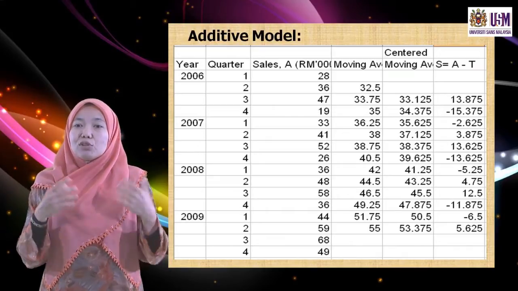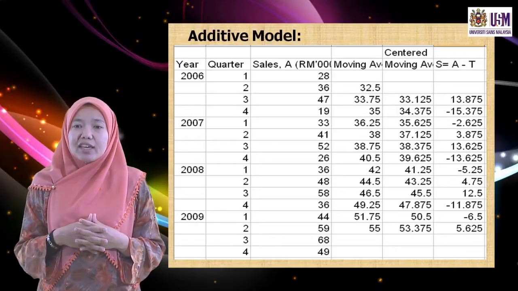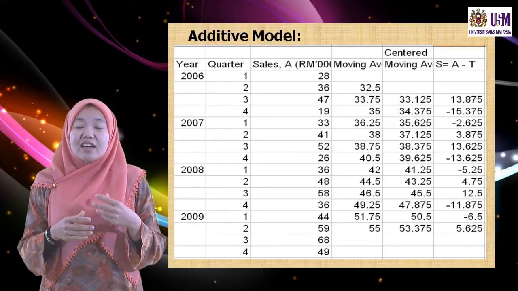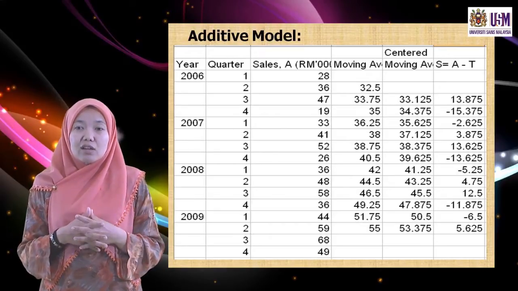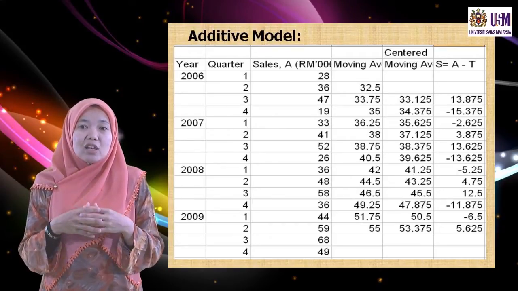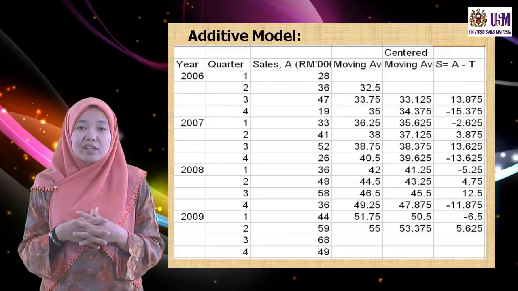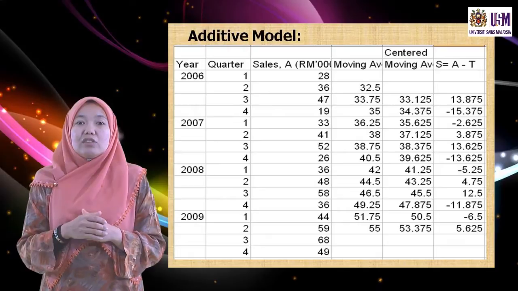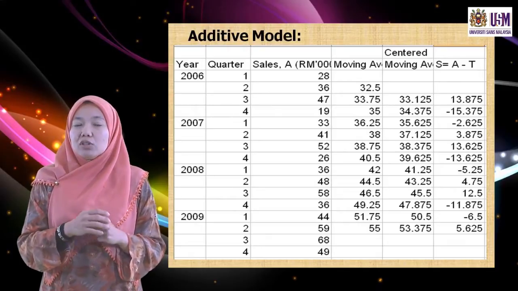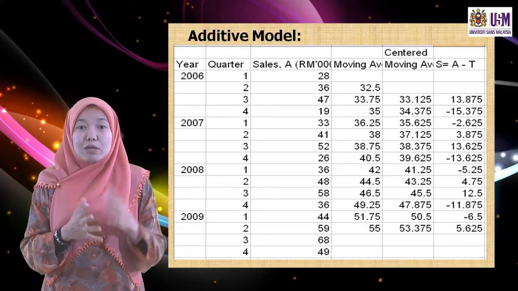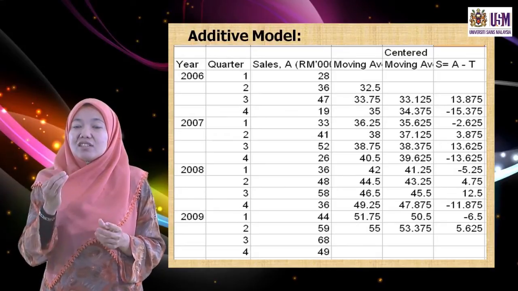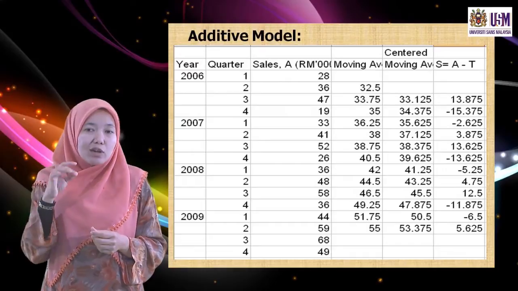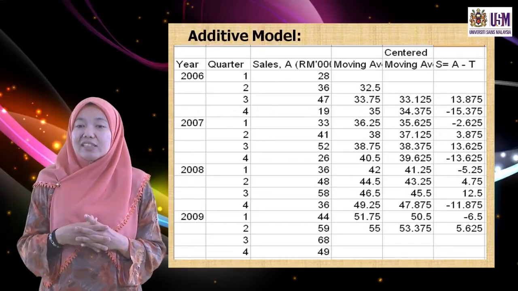So in this case, for you to calculate the trend and the seasonal variations, the seasonal index, not ratio in this case because this is the additive model, in order to find the seasonal component, take your actual observation, in this case I label as A but it should be Y, and deduct your centered moving average, your T prime, here I label as capital T.